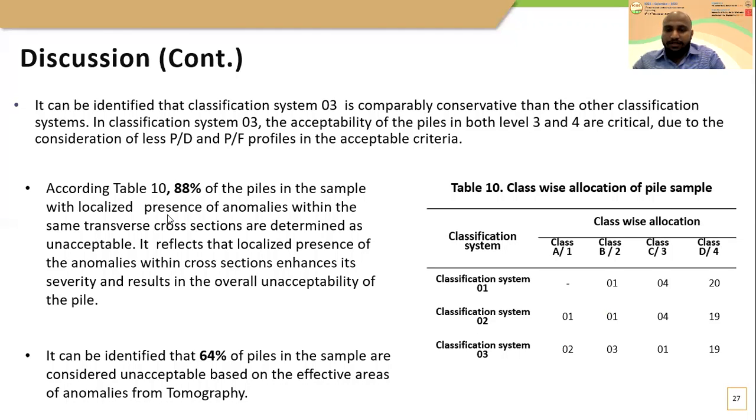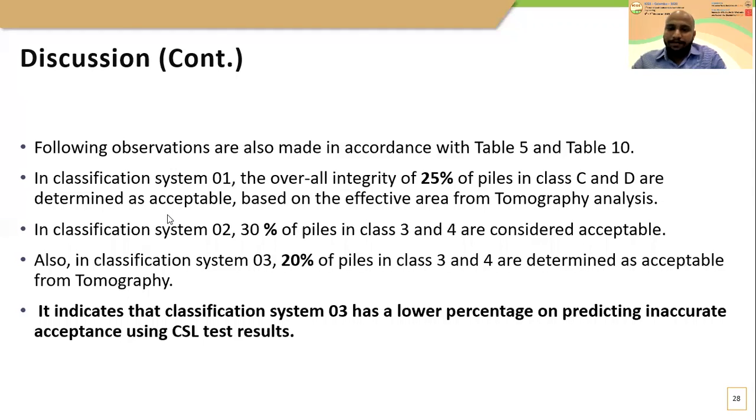Table 10 shows the classifier's allocation of pile samples in each classification system. According to table 10, 88% of the piles in the sample with localized presence of anomalies within the same transverse cross sections are determined as unacceptable. And also it can be identified that 64% of piles in the sample are considered unacceptable based on the effective areas of the tomography. Following are the percentages of piles in class 3 and 4 which are considered acceptable after tomography analysis. It shows that classification system 3 has a lower percentage of providing inaccurate acceptance criteria.